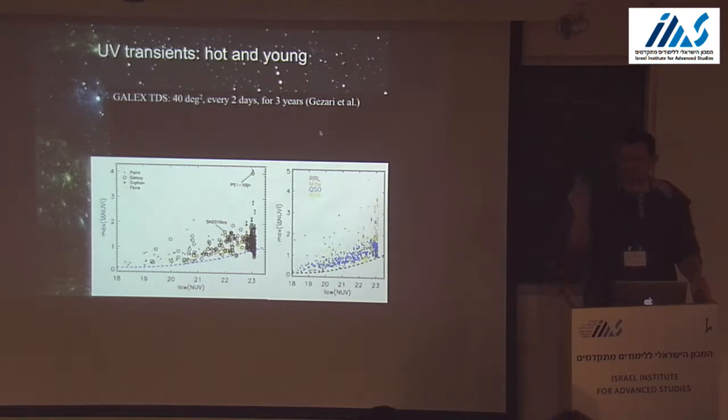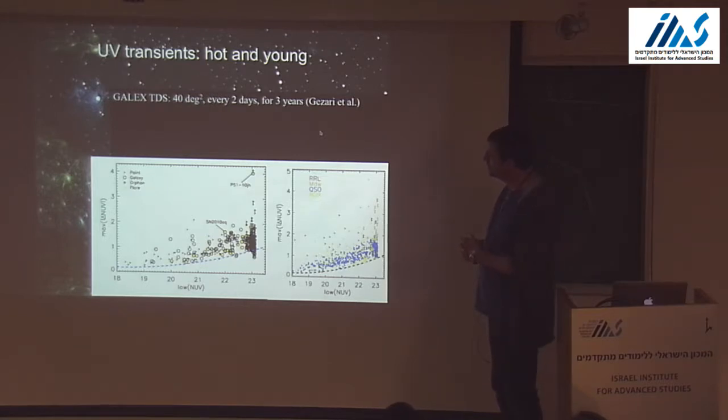All other detectors are very, very small. For example, the UV detectors on Swift and other instruments are like very, very tiny. So it's very hard to do any sort of survey with this instrument. With GALEX, you could do something. So a big project that was led by Suvi Gezari was called the GALEX Time Domain Survey, TDS. And there are many results. Let me show you a few of them.